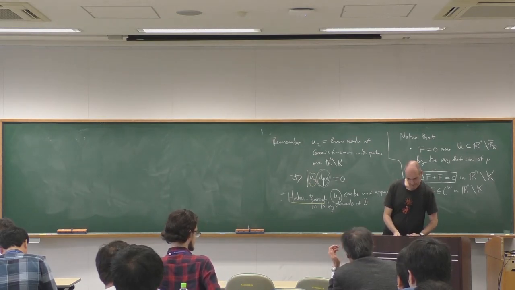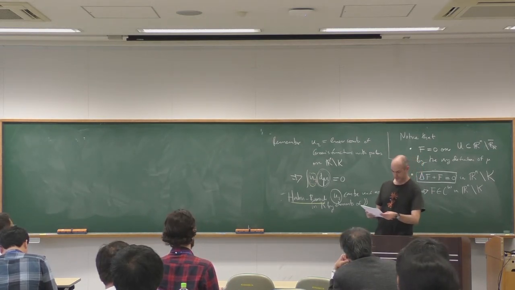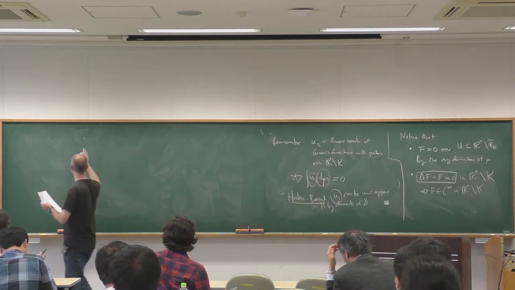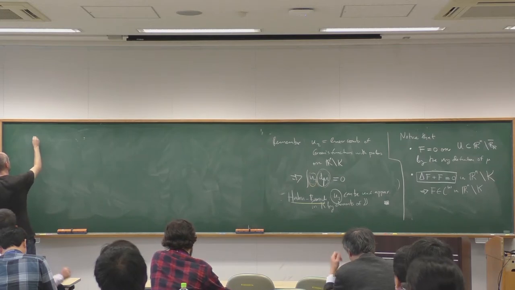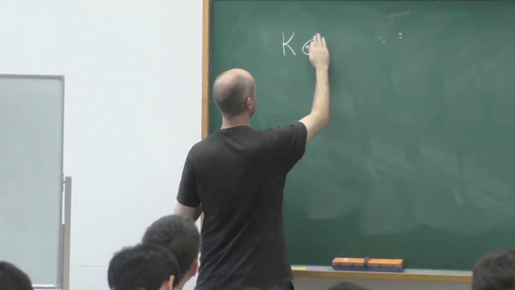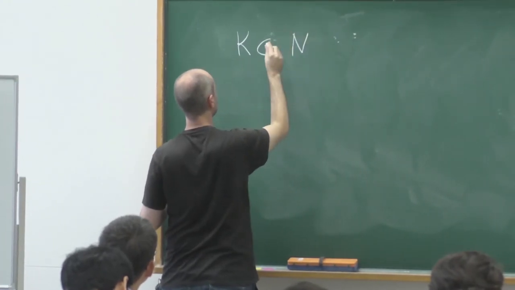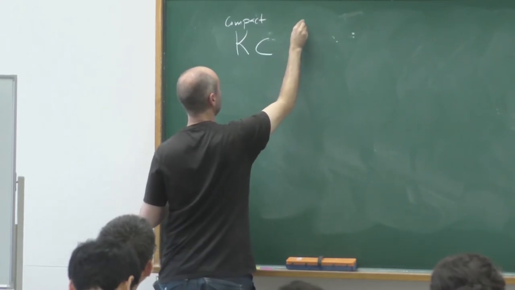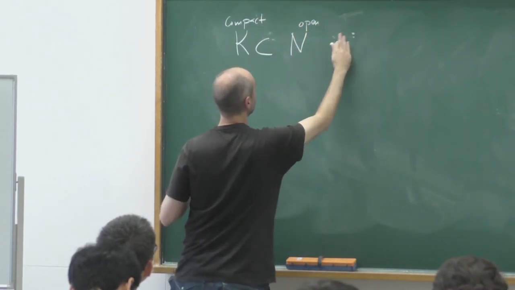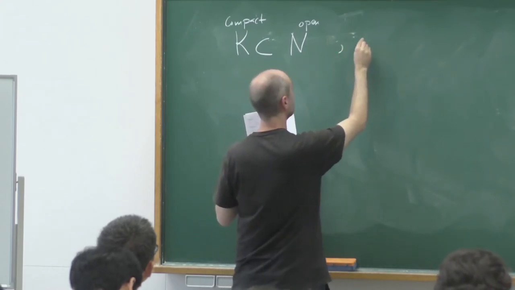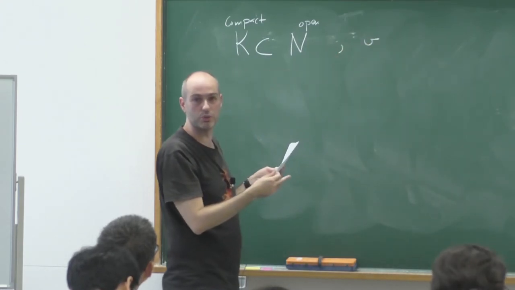So let's see, because we have so many functions, which functions we have. We started with a set K contained in N, K is the compact set, N is the open set. And here at the beginning, what we have is the local solution.